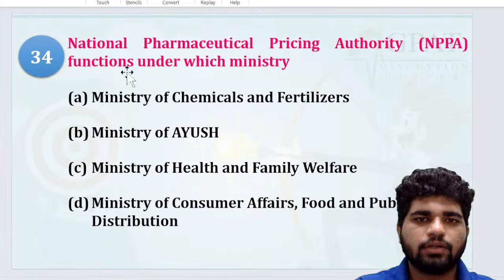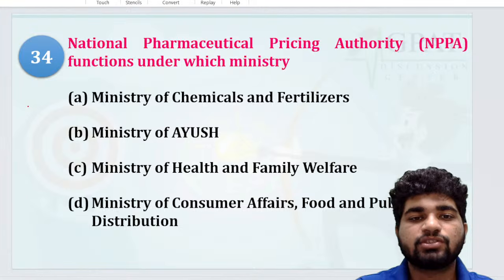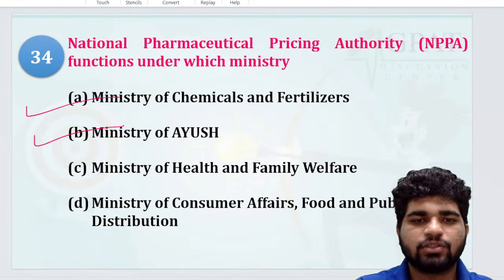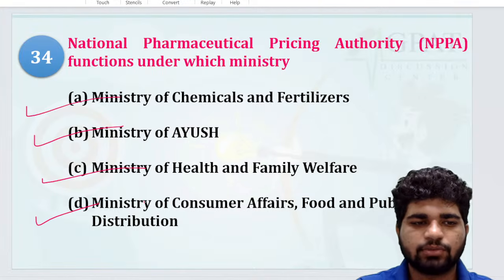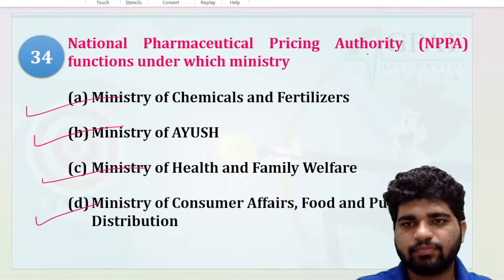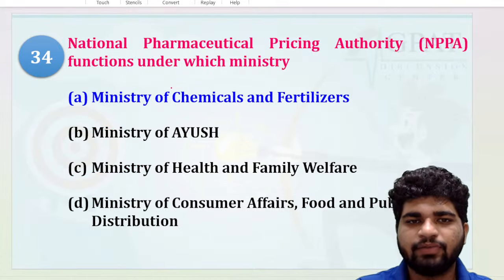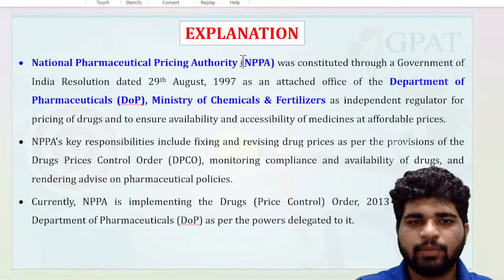National Pharmaceutical Pricing Authority, NPPA, functions under which ministry? Ministry of Chemical and Fertilizers, Ministry of Ayush, Ministry of Health and Family Welfare, or Ministry of Consumer Affairs, Food and Public Distribution? NPPA deals with the retail price and ceiling price of drugs. In 2013 the DPCO came. That will be under the Ministry of Chemical and Fertilizers only, Department of Pharmaceuticals.